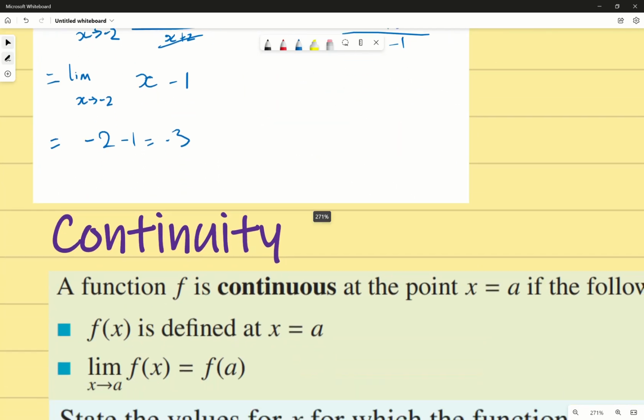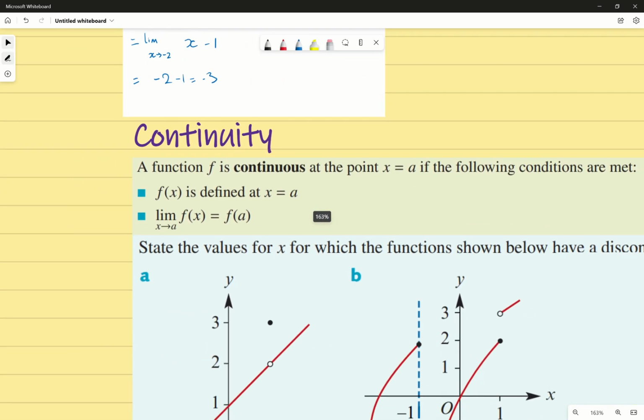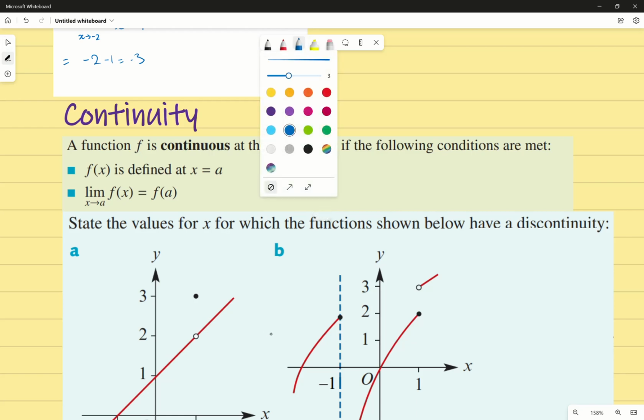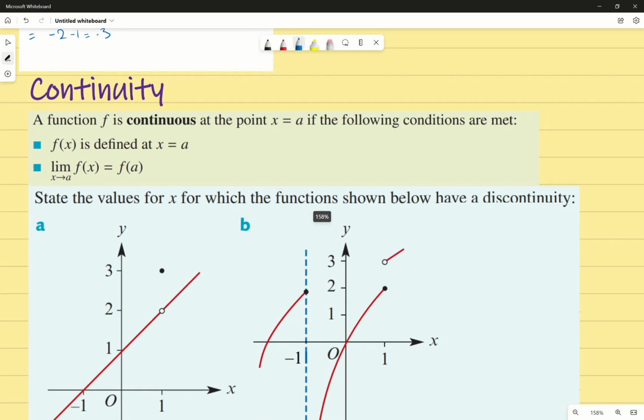Awesome. I'm going to jump into continuity. Again, stuff that you guys already know, but more so just a quick revision. Continuity. A function is considered continuous at a specific point if the following conditions are met. And these two conditions are very important. I definitely recommend you write them into your resource book. If f of x is defined at x equals a, what does that mean?